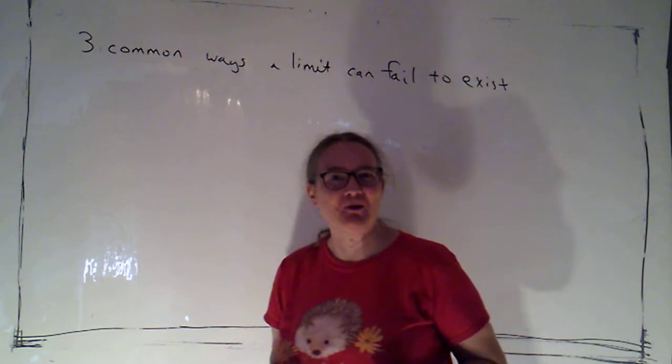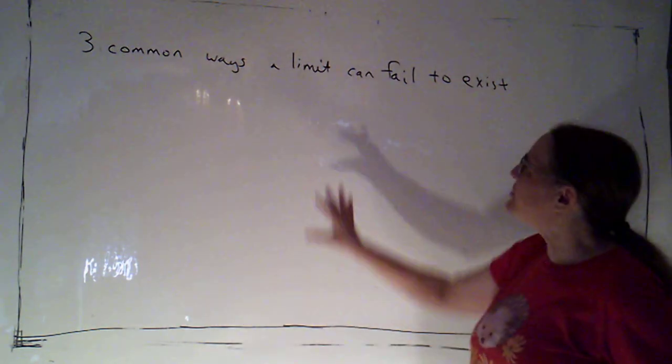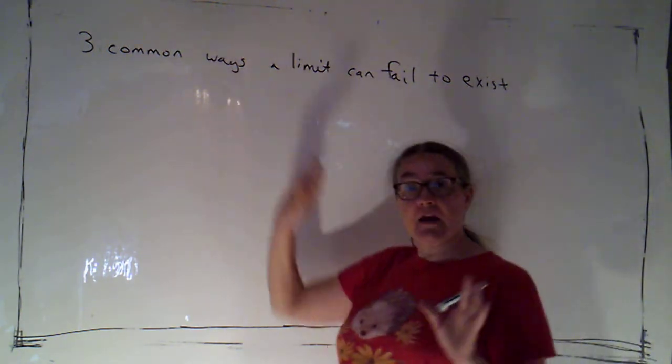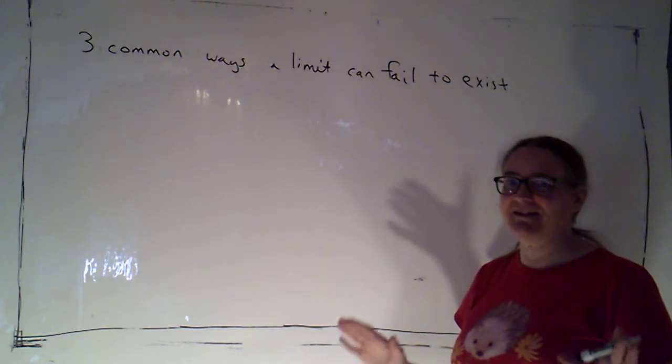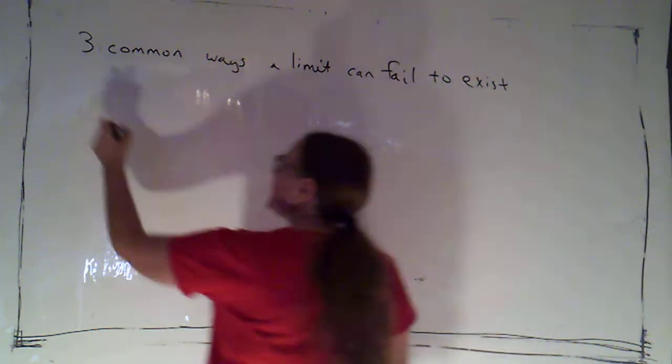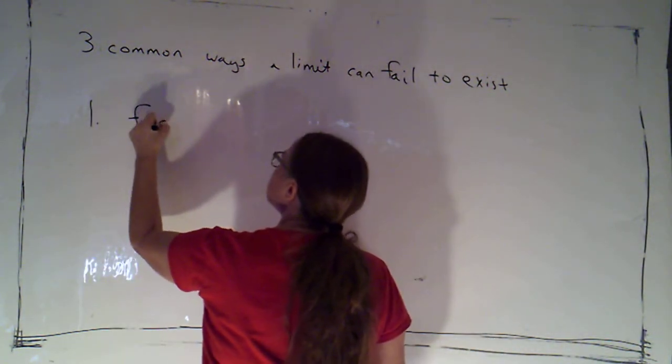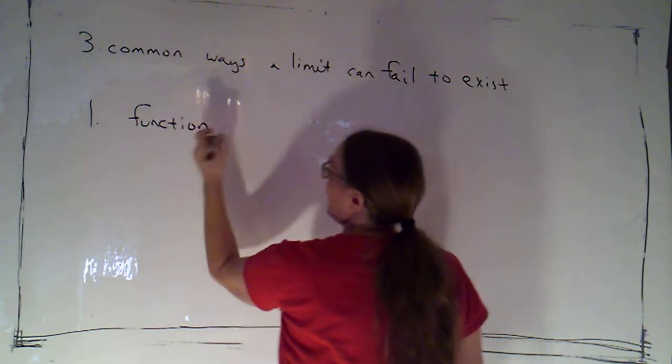It's kind of cool. All right, so we've seen these 3 common ways. Now, I'm not claiming these are the only ways or the only reasons a limit might not exist. But the 3 common things that we've seen are that the function approaches different values from different sides.